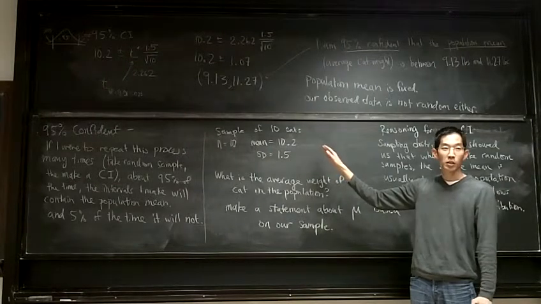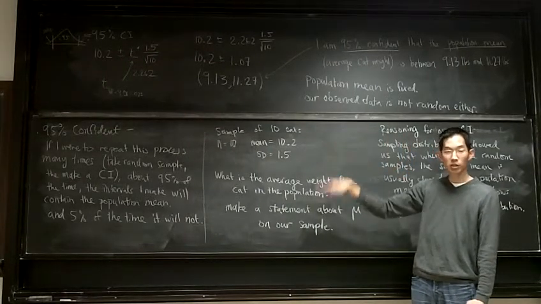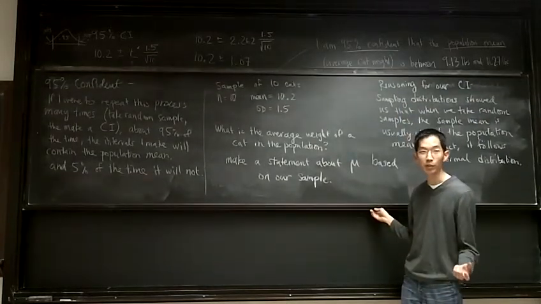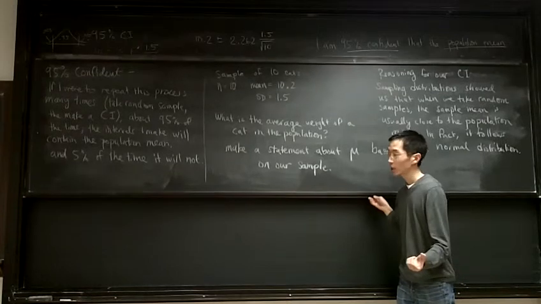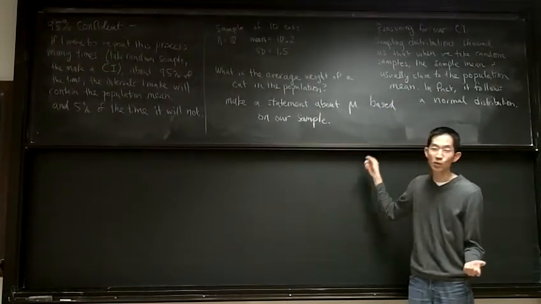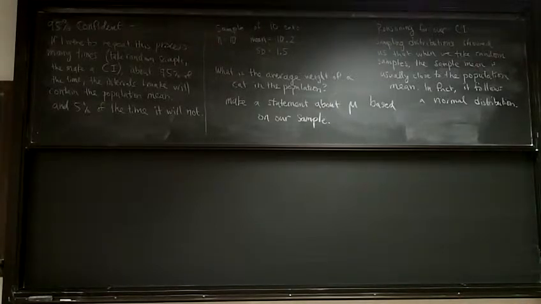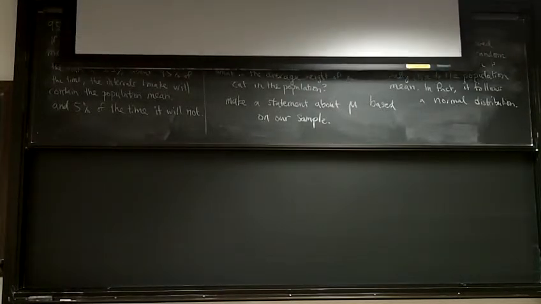So what I'm going to do is a simulation where we actually know the population, but we're going to create confidence intervals as if we did not. Hope this works.